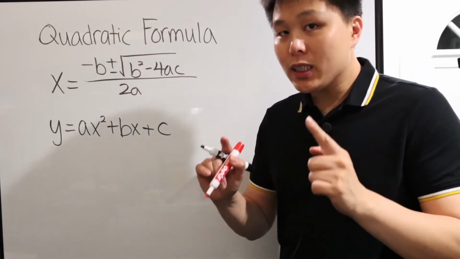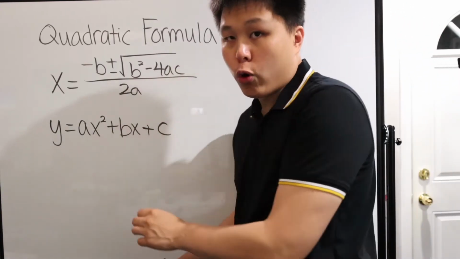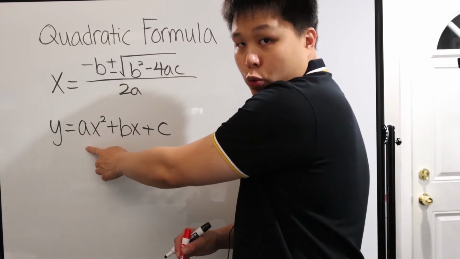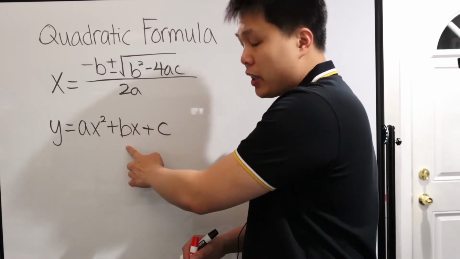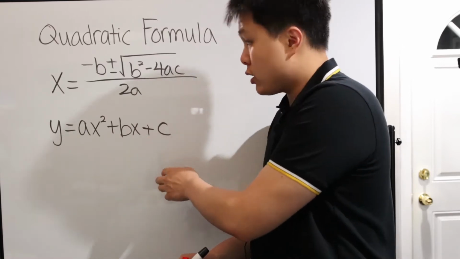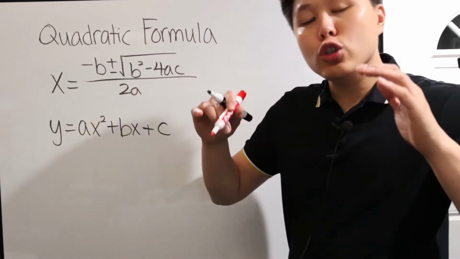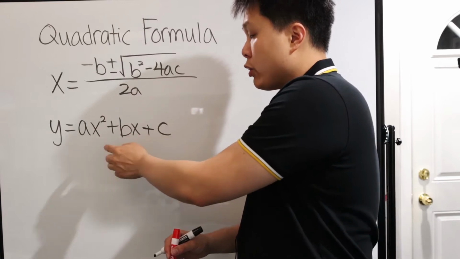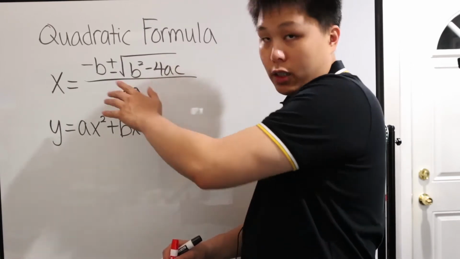Now, the ABC actually comes from the standard form of a quadratic equation. A is whatever's in front of the x squared. So it's ax squared plus b, what's in front of the x, which is b, and then plus c, that's our c. So every time we're trying to use the quadratic formula, we look at the quadratic equation and then we start plugging in the a, b, and c and then solve for that.